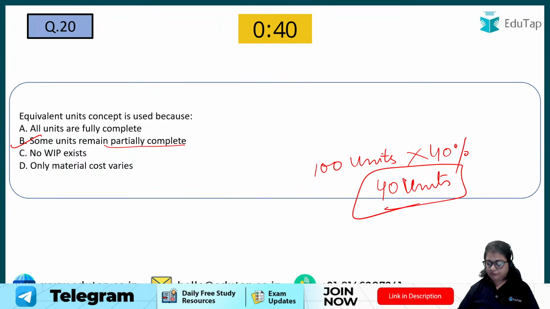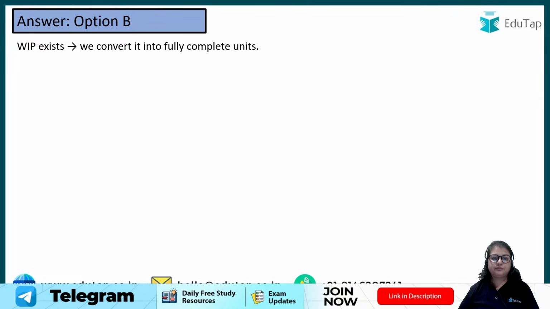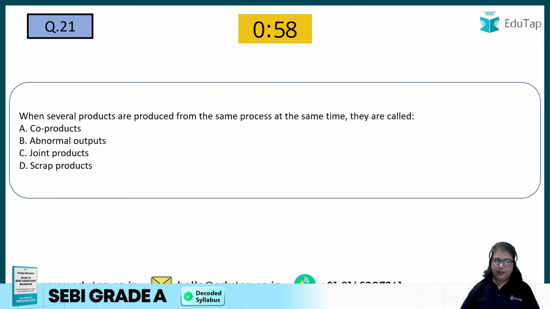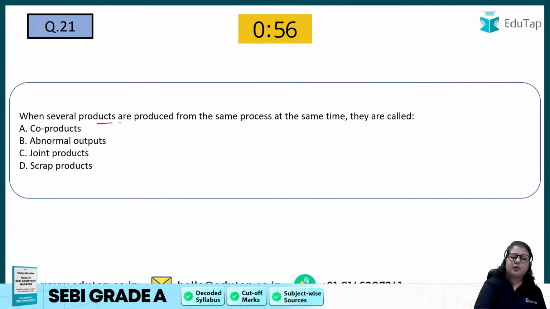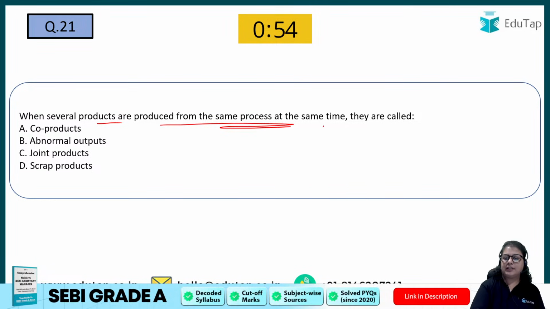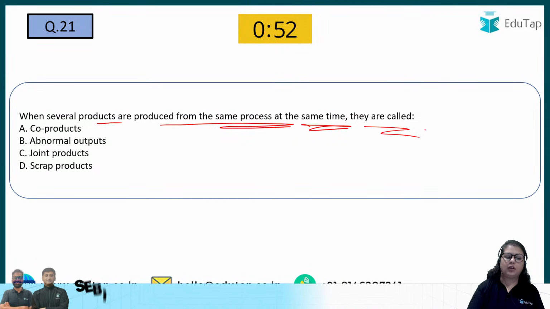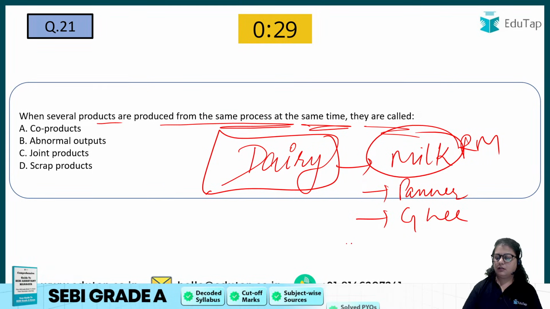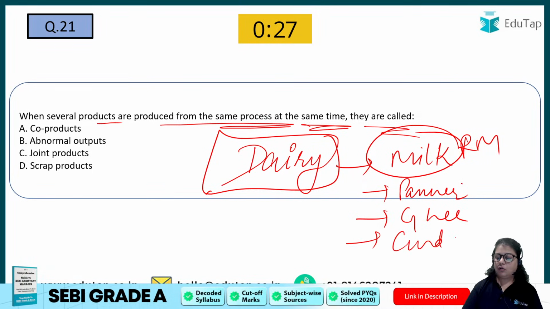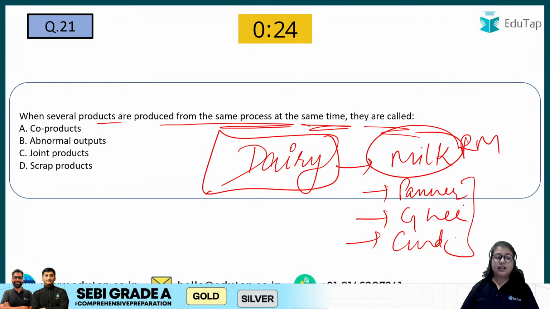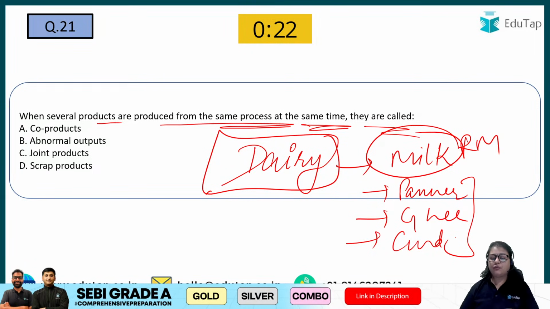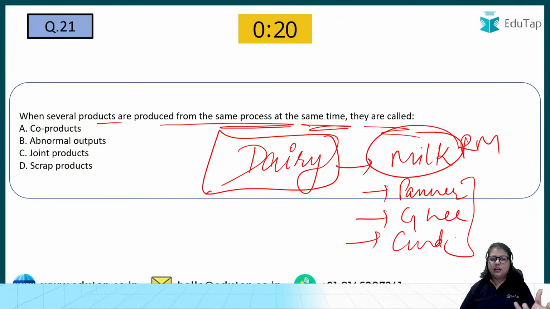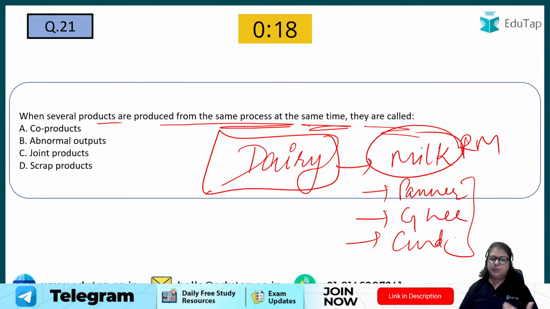Okay, चलें आगे. Question number 21. When several products are produced from the same process at the same time, they are called what? Okay, paneer, ghee, and curd. All of these, we can say, are joint products, because from one raw material, many products are being made from the same process. So we can say joint products.